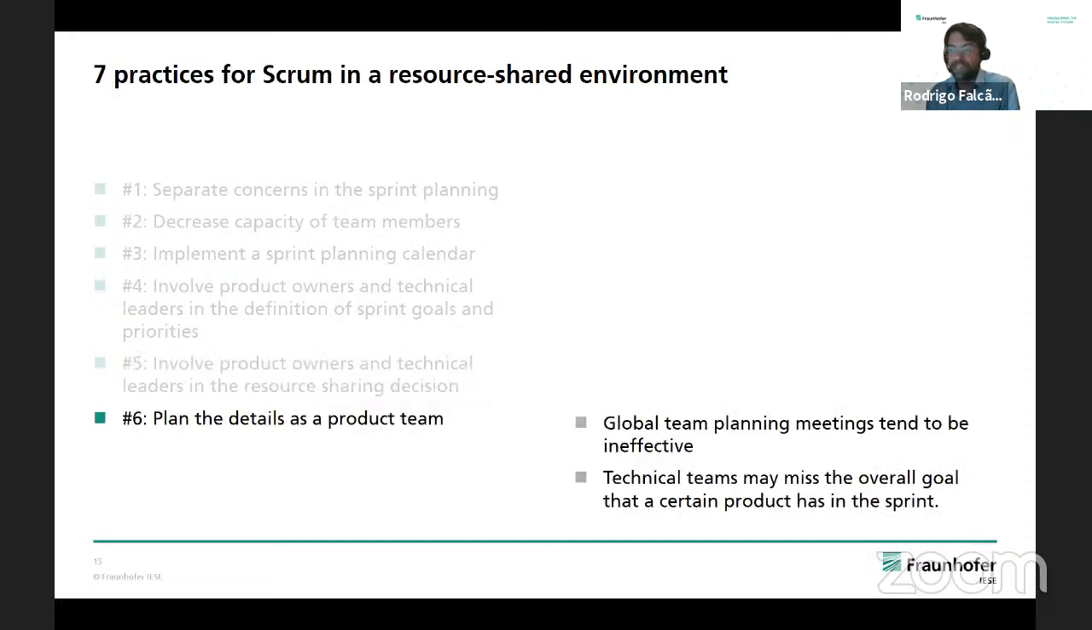Number 6, we needed to make it clear for everyone that we should do the detailed planning as a product team, or as many product teams, one for each product, because there were at least 2 alternatives in this scenario. On the one hand, people could try to do the planning as a global team, and they tried that sometimes, so everyone planning together and we could talk about everything that's happening, but it was not effective. There were too many people discussing different concerns at the same time. And planning as a technical team, they would miss the picture of what the goal for the product in these sprints is. They would only keep a partial view of the sprint goal, and it would not be optimal.